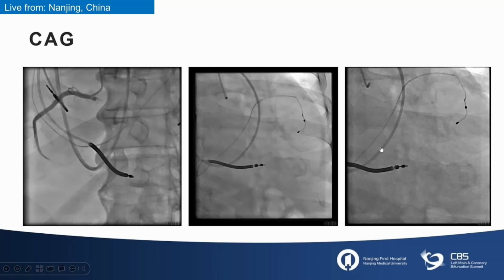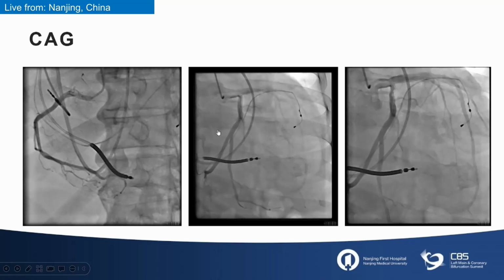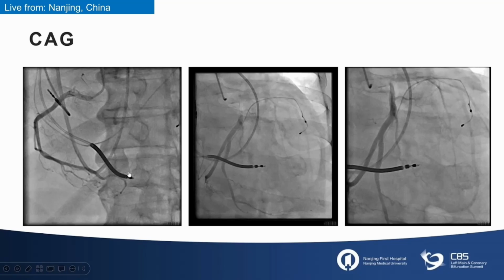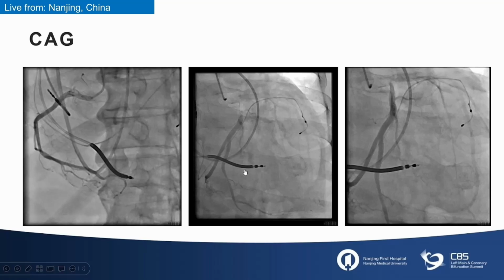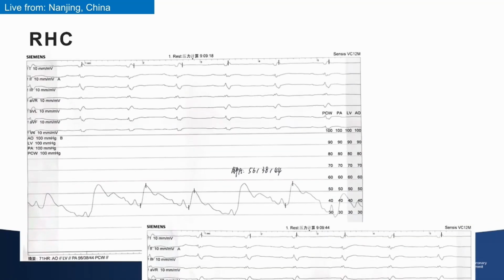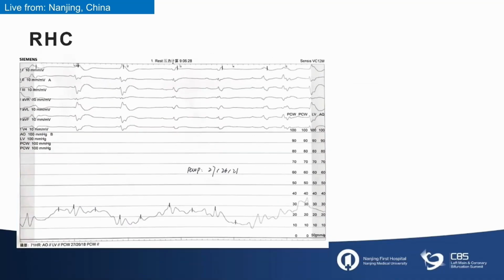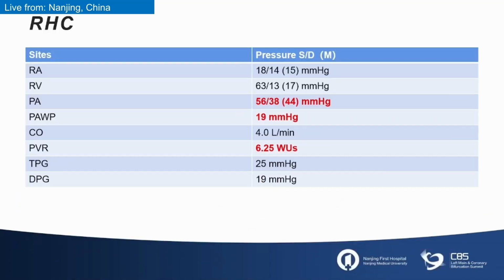The CAG, coronary angiography for this patient, reveals that the patient's coronary artery is normal. There is no atherosclerotic lesion, stenosis, or congenital anomalies. This is the RHC waveforms for this patient. Furthermore, right heart catheterization finds that the patient actually has CpcPH, with elevated PA pressure of about 44 millimeters of mercury, and the PAWP is also elevated. The PVR is almost 6 Wood units.